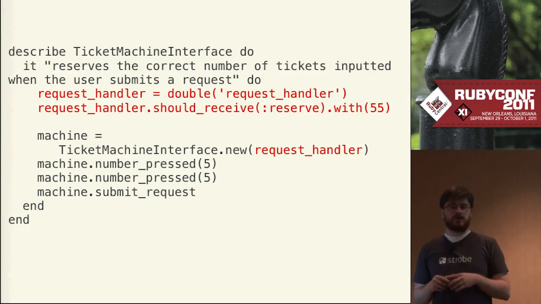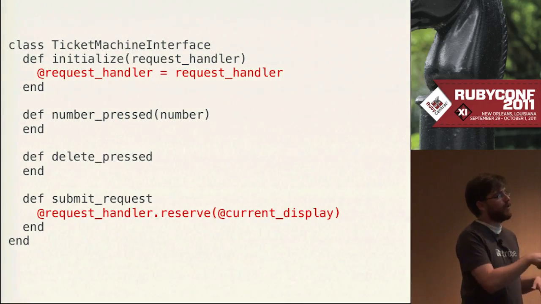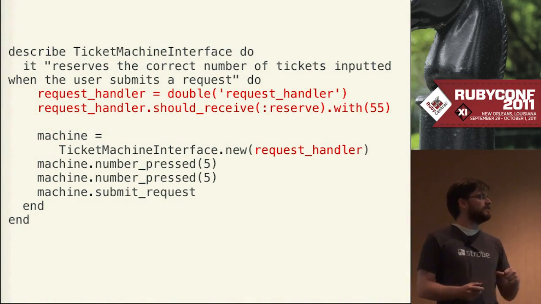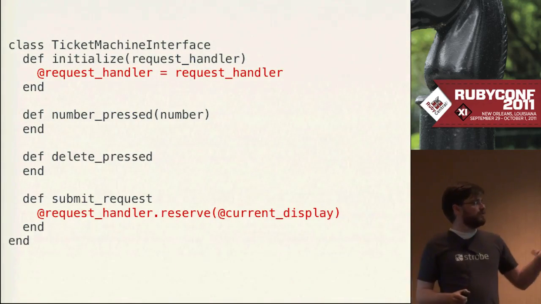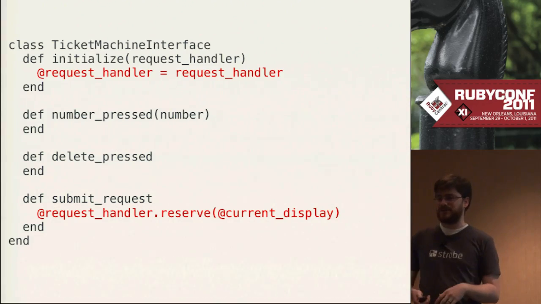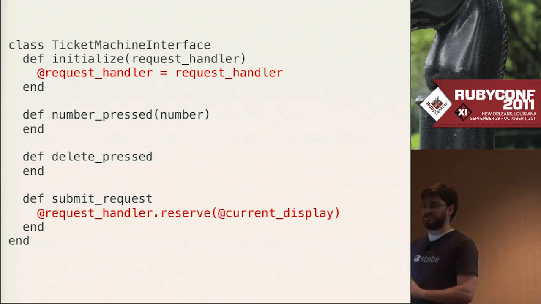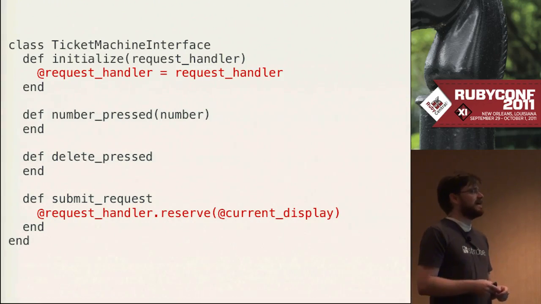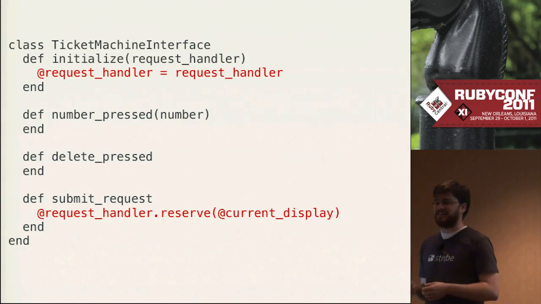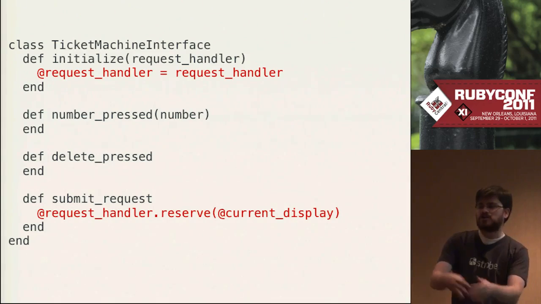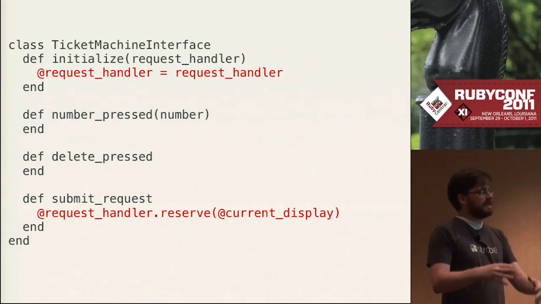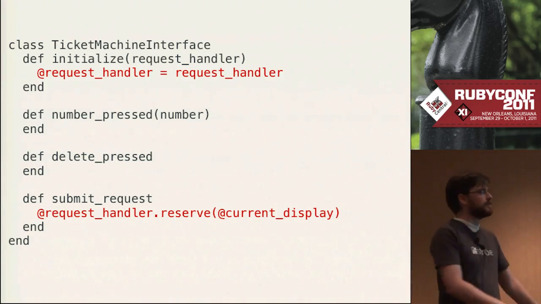And then I come back and I say, okay, I have this role, so I need to pass it into my constructor. I add it to the constructor, and I know I'm going to submit my request. I'm going to do request handler reserve, and I'm going to need to send it whatever the current display is. Now this should start to feel like TDD to you. Hey, wait a second. Okay, I'm sending the current display, but I'm not doing anything with the current display yet. So if I want to get it to actually send the right message, I have to implement the number pressed API so that it is storing whatever the current display is as it goes along.